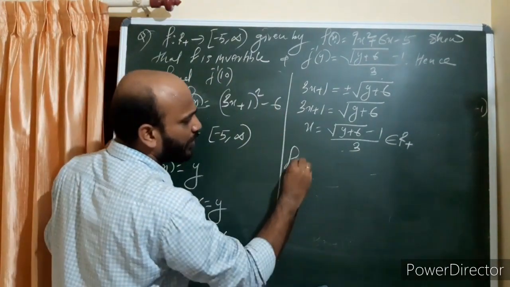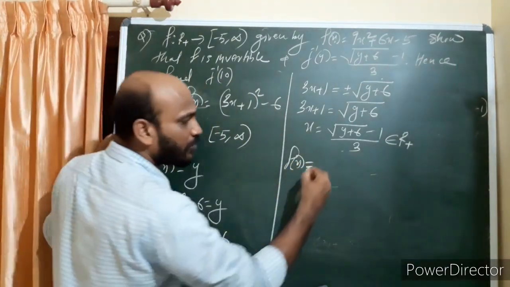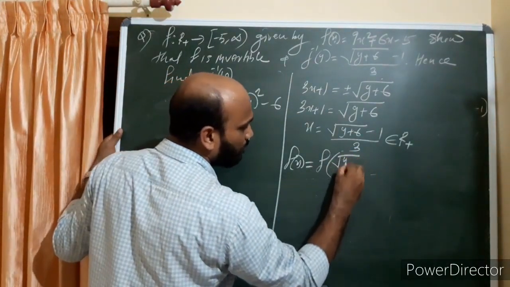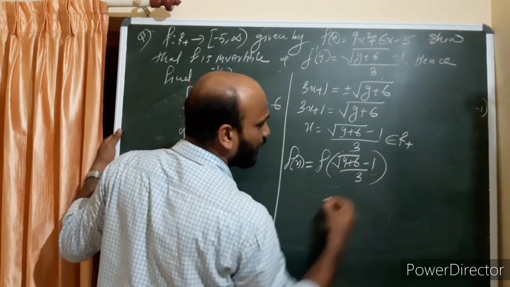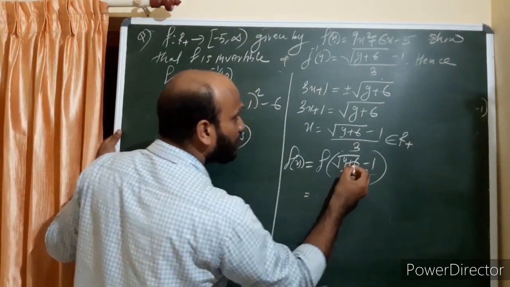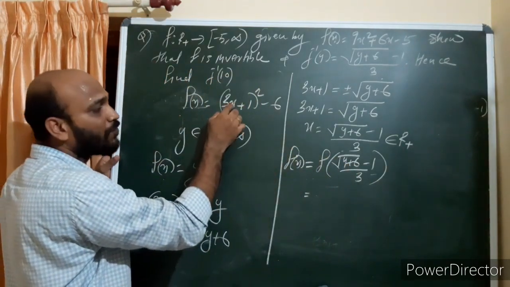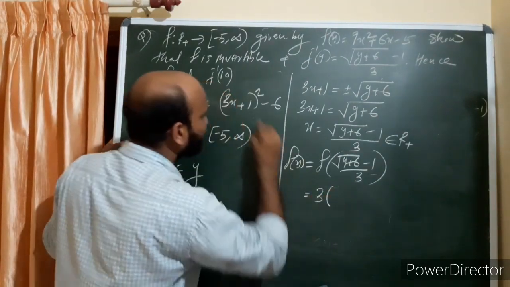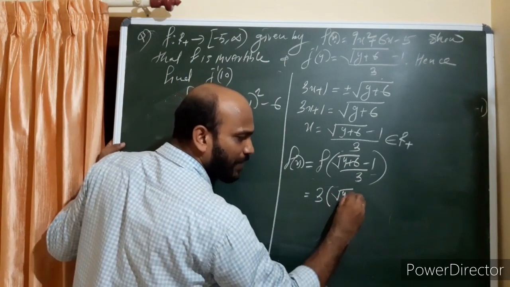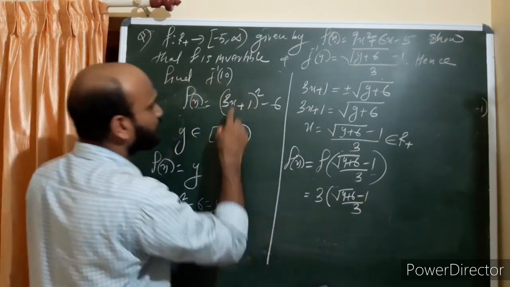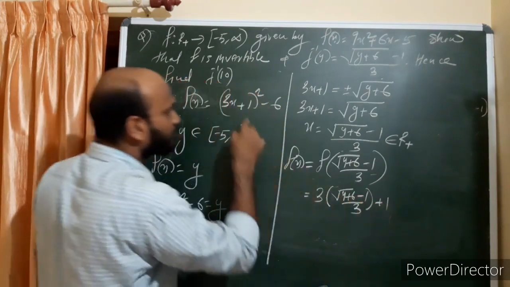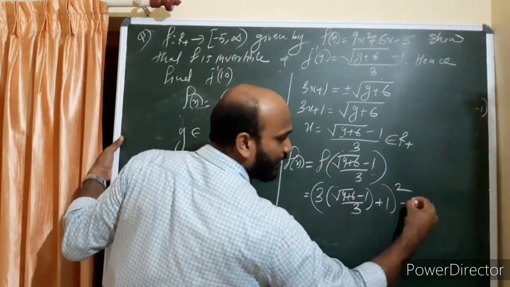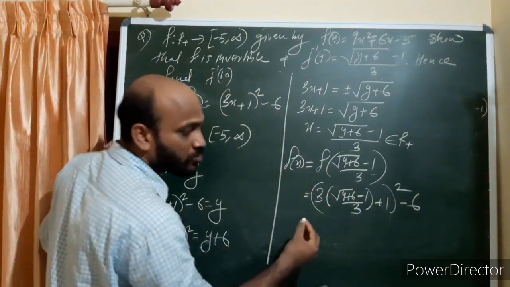Right. Now you have to show that f of x equal to y. For that, f of x means this value: root of y plus 6 minus 1 by 3, you will get. So this value you have to substitute in this formula, in place of x. So this will be 3 into x, x means root of y plus 6 minus 1 by 3, then plus 1, whole square, minus 6. Right.